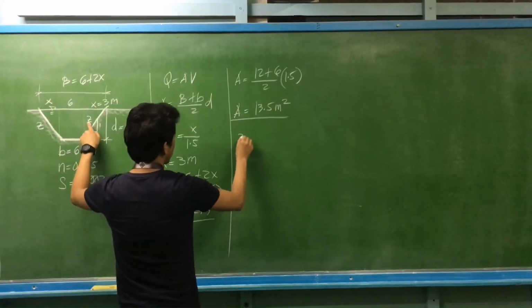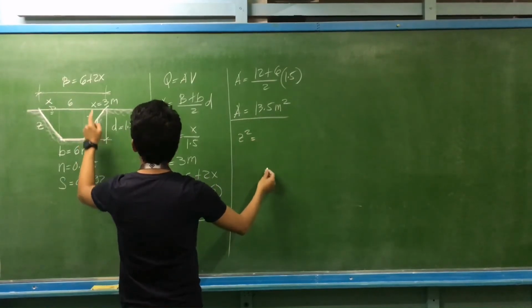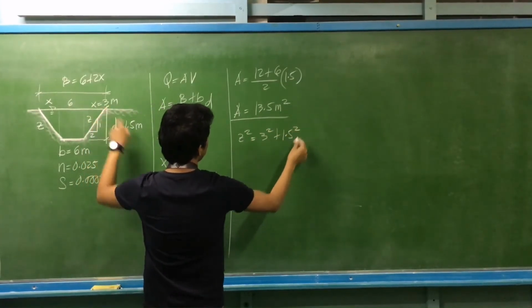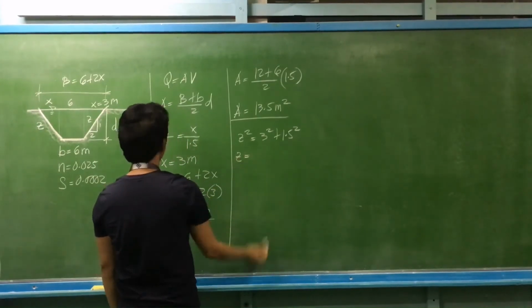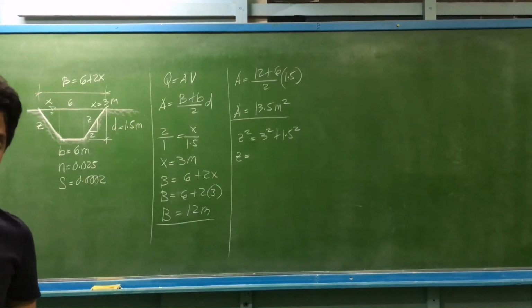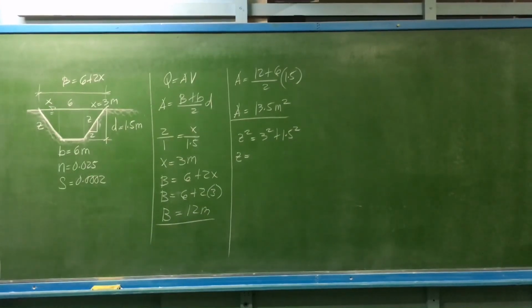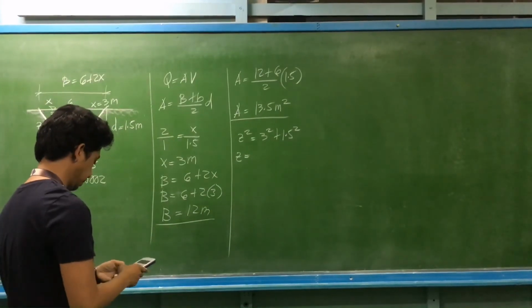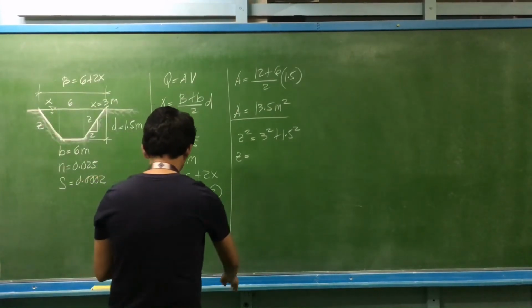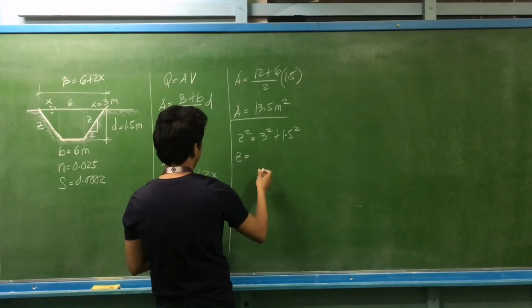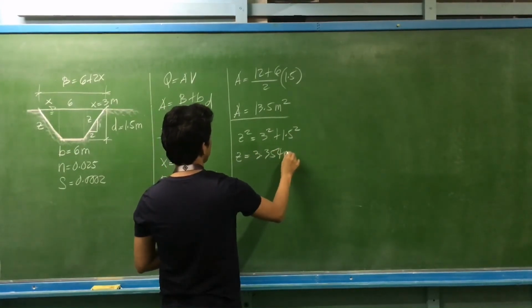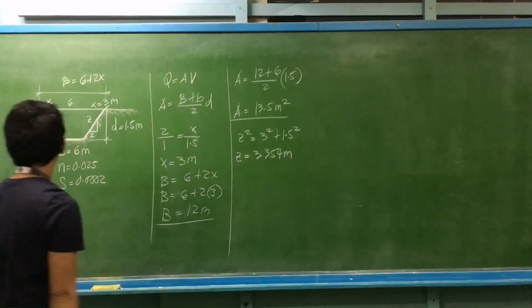Z squared is equal to 3 squared plus 1.5 squared. So the value of Z is equal to 3.354 meters.